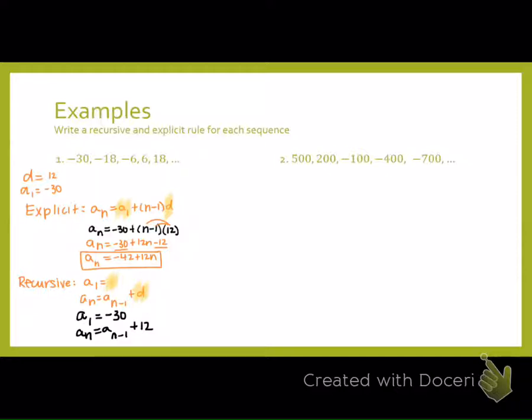So all this is today is literally just plugging things in. So if you get confused anywhere, let me know. All right? But that's really all we're doing today.